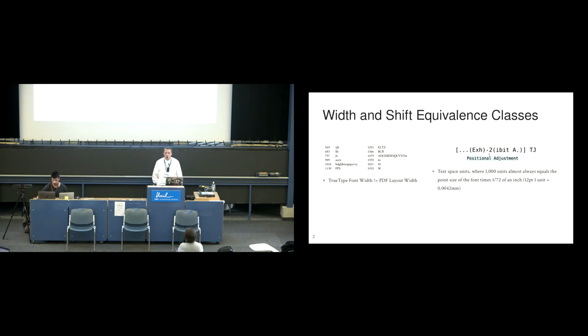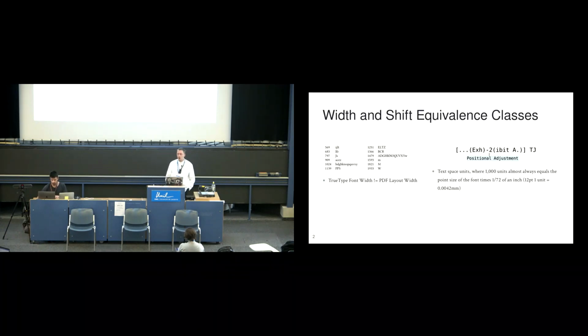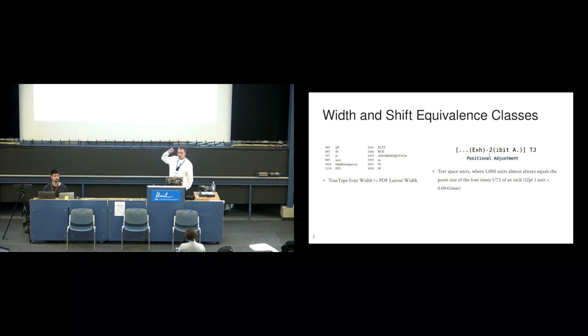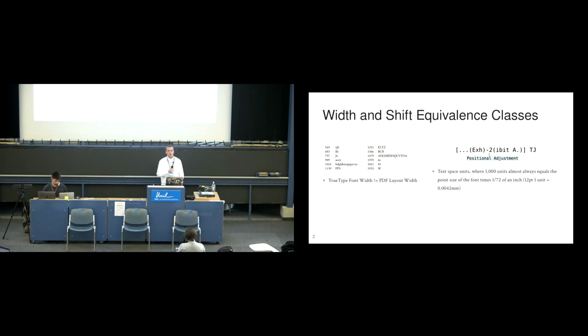But this story gets really complicated really quickly once you start looking at real PDF documents, because PDF documents include these positional adjustments to characters, and it's hard to understate the universality of these throughout different PDF production workflows. So if you save a PDF from an email or you produce it using Microsoft Word, it's likely to end up with these positional adjustments. Each one of these is, as the slide says, right, 1,000 of these units equals the point size of the font times 1/72 of an inch.